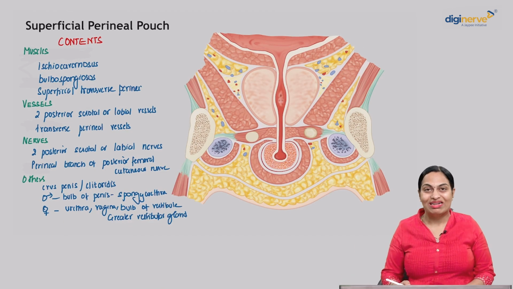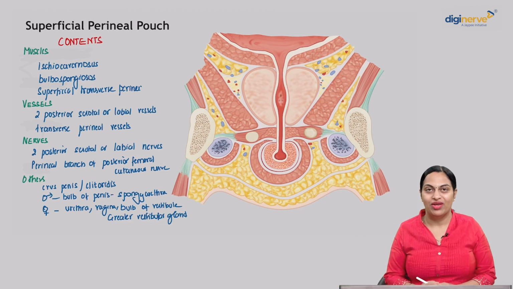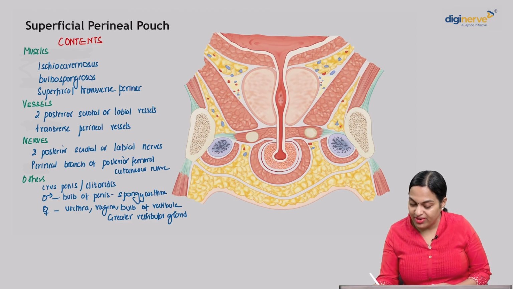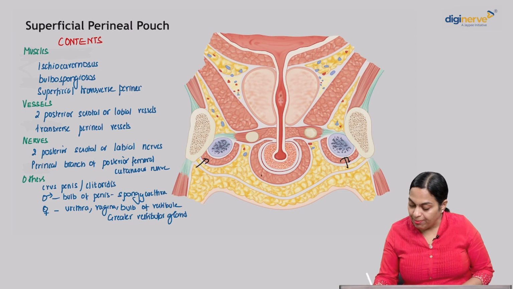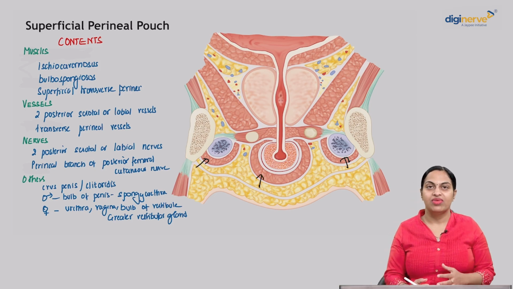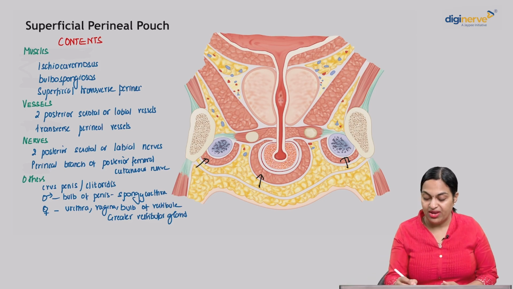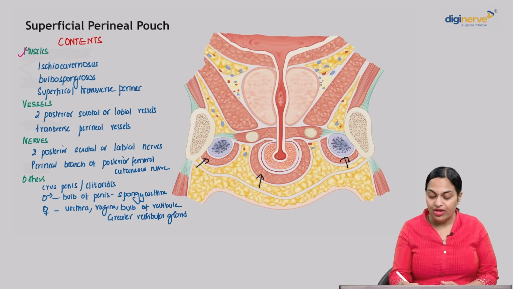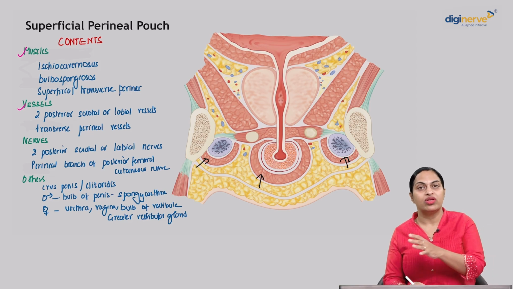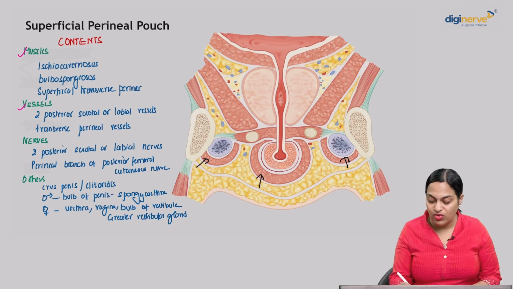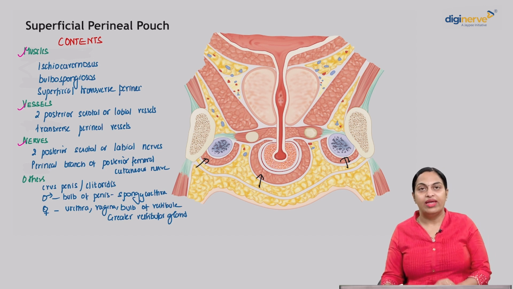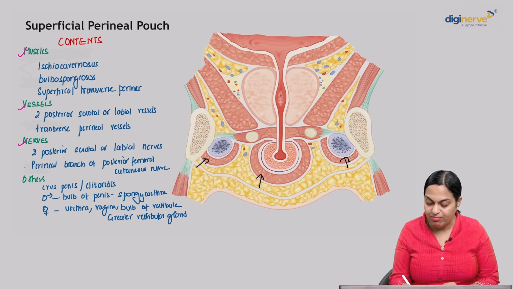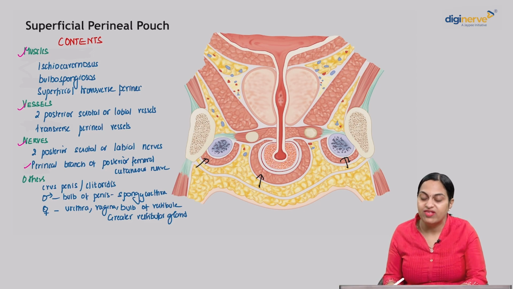Now let us learn about the contents of the superficial perineal pouch. So the muscles that are situated here include the ischiocavernosus on either side, the bulbospongiosus in the middle, and also a pair of superficial transverse perineum. And the vessels that we get to see here will be the posterior scrotal or labial vessels and the transverse perineal vessels. And the nerves again, posterior scrotal or labial nerves and the perineal branch of posterior femoral cutaneous nerve.